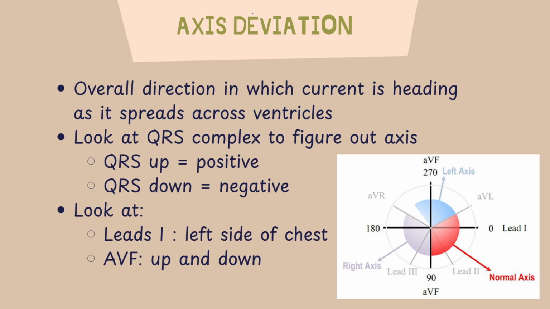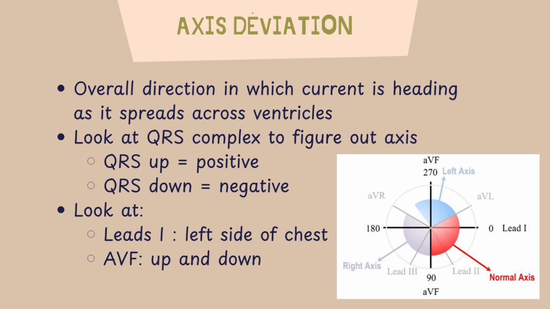Now, here's the key. We figure that out by looking at the QRS complex, because that's the part of the EKG that represents ventricular depolarization. And here's how to read it. If the QRS complex is mostly pointing up in a lead, that means the electrical current is moving towards that lead, and we call that positive. If the QRS is mostly pointing down, the current is moving away, and that's negative.